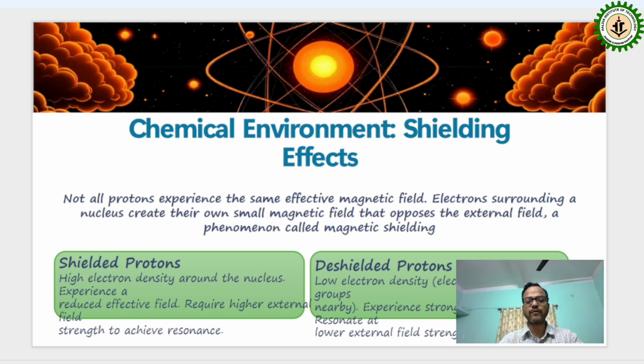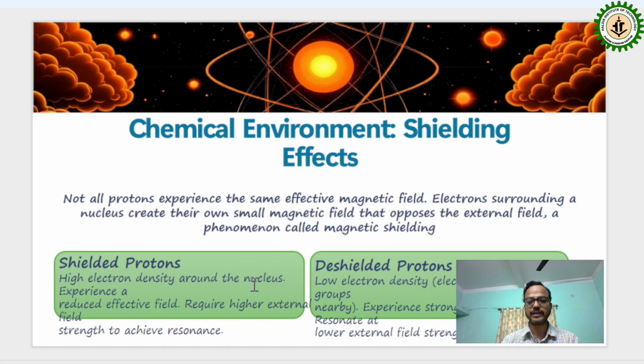Now, if all the protons absorb the same amount of energy to flip, then how will we distinguish the different protons in the field? So what happens here is called chemical environment. All the protons, that means all the hydrogens that we are talking about, will not have the same environment in a molecule. So not all protons experience the same effective magnetic field. Electrons surrounding the nucleus create their own small magnetic field and oppose the external field, a phenomenon called magnetic shielding.